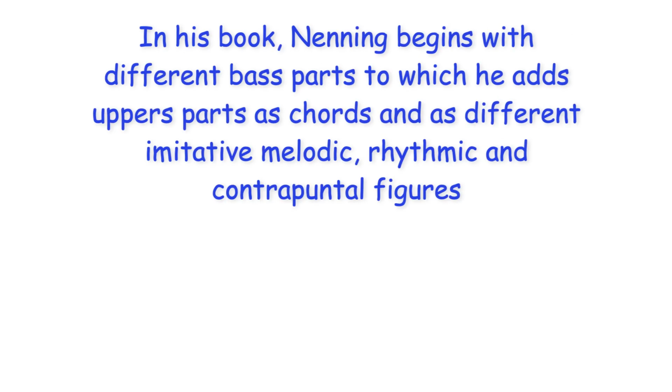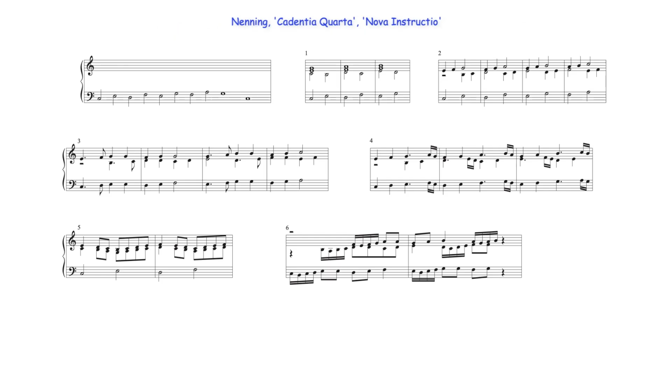In his book, Nenning begins with different bass parts, to which he adds upper parts as chords and as different imitative, melodic, rhythmic, and contrapuntal figures. Here, for example, Nenning embellishes the underlying chordal basis initially as canonic figures beginning in the upper parts on the notes E and B, and then with different figures beginning on the notes C and E and B and F.